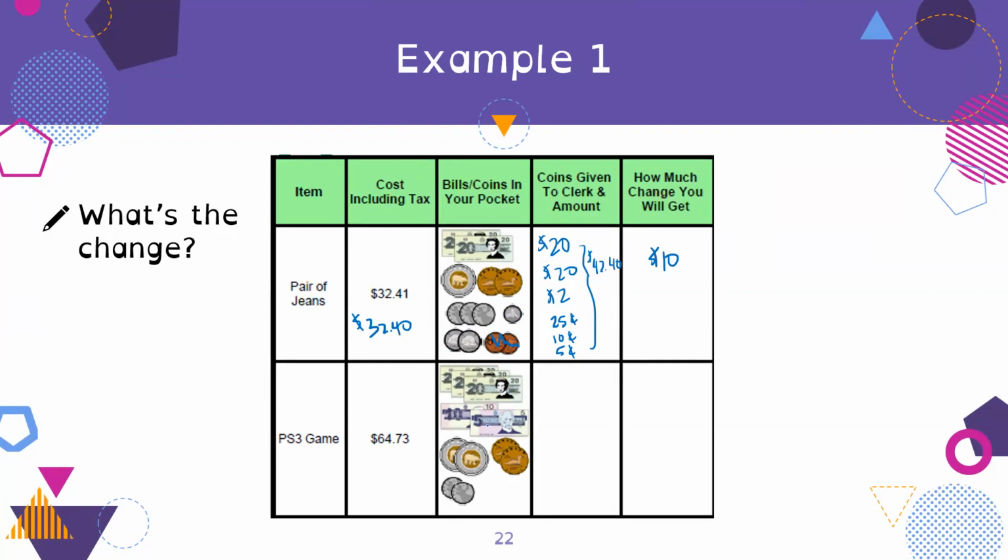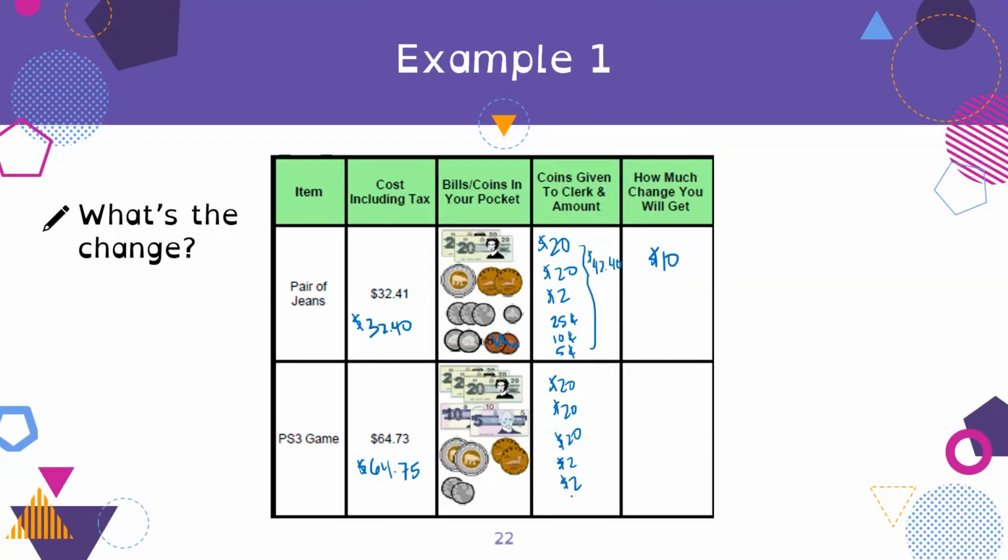Okay, so the second example, we have a PS3 game for $64.73. Again, $64.73 with cash is going to round up to $64.75. So here I can pay, so if I have 3 20s, a 10, a 5, 2 toonies, 2 loonies, and 2 quarters. So here I'm going to pay, okay, well, I have 3 20s, so that is $60. So I'm going to use those 3 20s. And then I have 2 toonies, which is going to be another $4. And then I only have 2 quarters, so I can't make 75 cents.